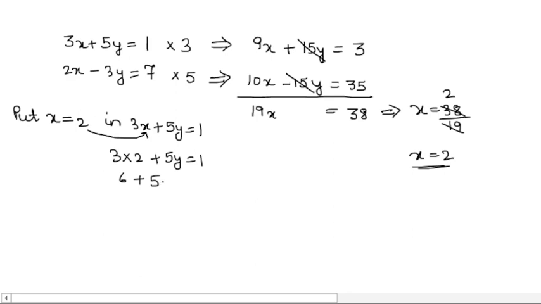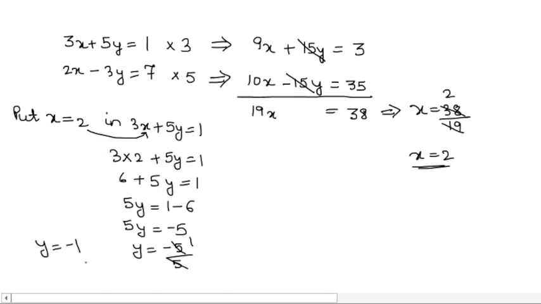6 plus 5y is equal to 1. So my 5y is equal to 1 minus 6. My 5y is equal to negative 5. So y is equal to negative 5 upon 5. So I have done transposition one by one of the numbers from one side of the equation to the other side, wherein the operation reverses. So now eventually my answer is y is equal to negative 1. So these two are my values of x and y.